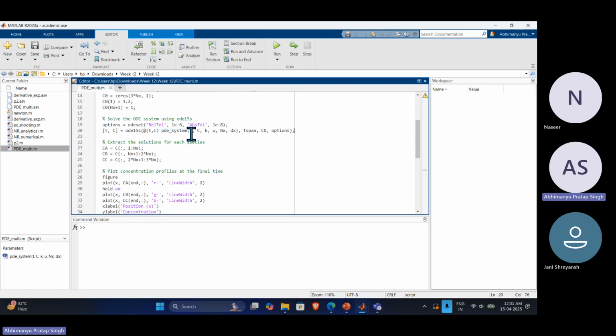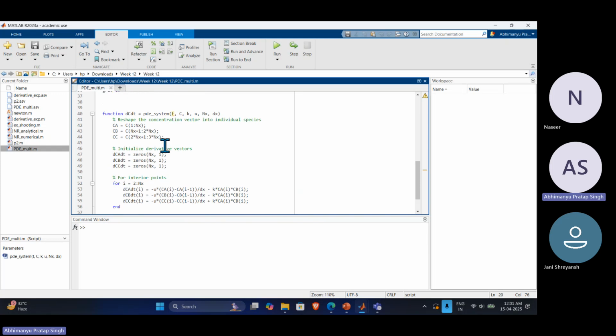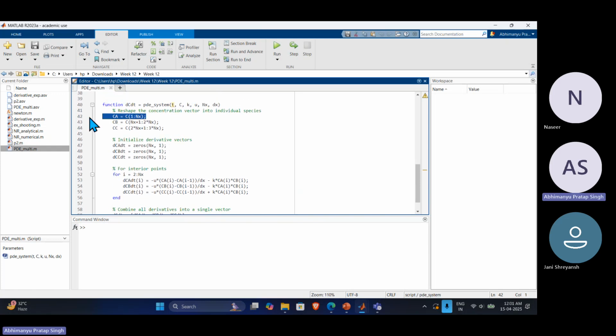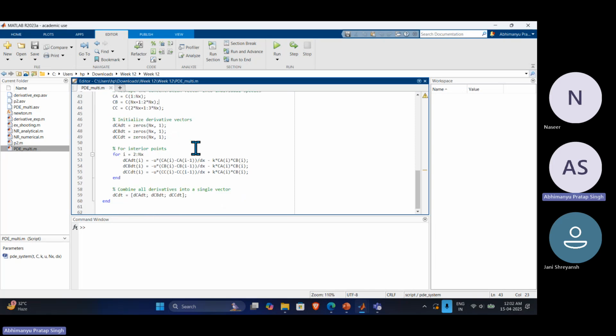And then here I am solving using ODE15s. So this is my PDE system. CA is all the elements of C from 1 to 20. Then from 21 to 40 comes into CB, and then from 41 to 60 comes in CC. Okay. And this is just the initialization of my derivatives, and here I am calculating my derivatives.